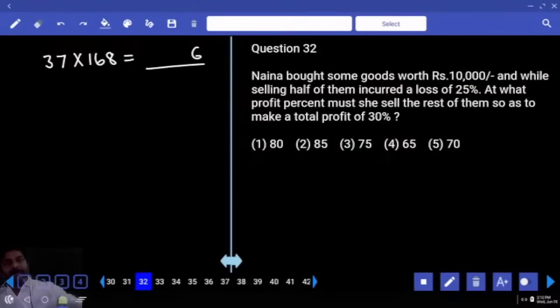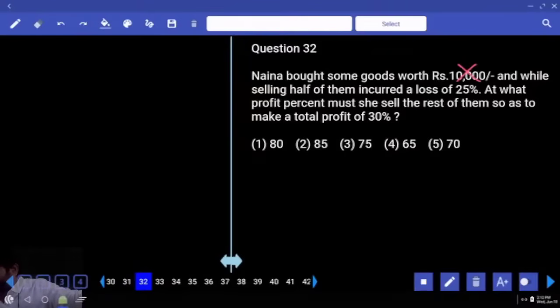Naina bought some goods worth 10,000. While selling, half of them incurred a loss of 25%. At what profit percentage must he sell the rest of them so as to make a profit of 30%? 10,000 is not at all required for this question. If you use 10,000, it takes time. Avoid 10,000. Let's say we have 100%.